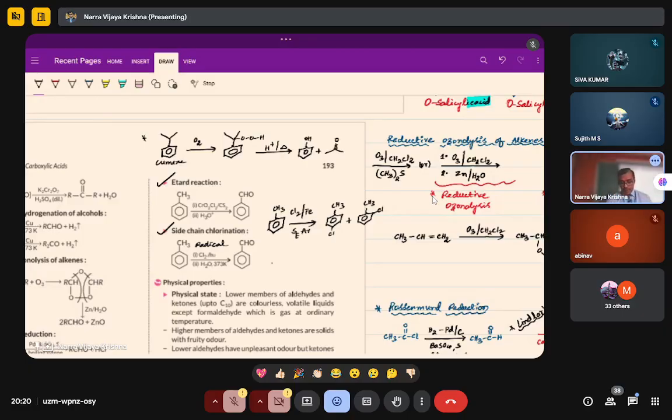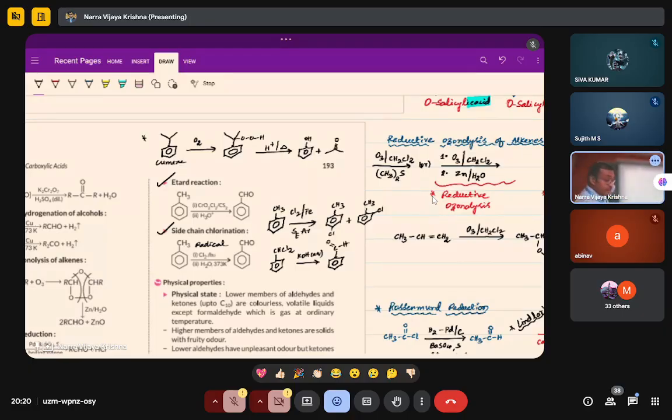So then what you will get? On benzene, you will get CHCl2. Then if you are adding aqueous KOH or aqueous NaOH or simply water, chlorine will be replaced by OH groups. So if two chlorines are replaced by two OH groups, what you will get? Aldehyde. Clear?